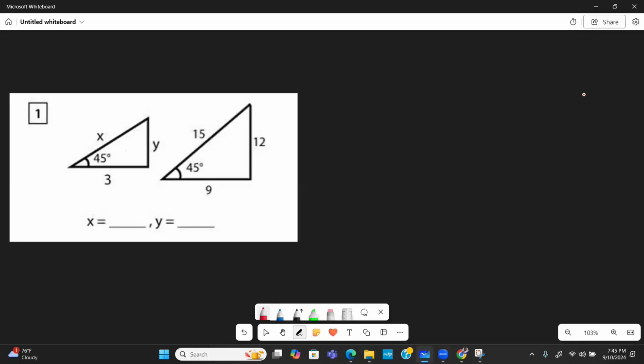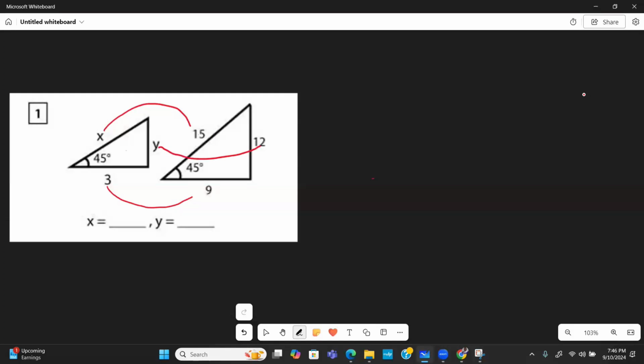So the fact that we're told that they are similar, what we're going to do is to find the sides that do correspond. For example, this side corresponds with this side, right? X corresponds with 15, the Y corresponds with the 12. So in other words, because they're similar, there is some number that can change the 3 to 9. That same number will change X to 15. That same number will change Y to 12.